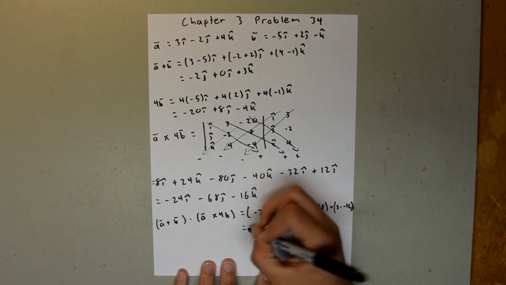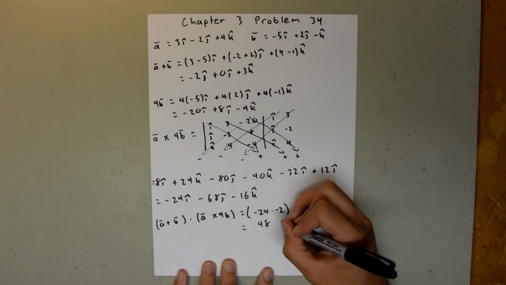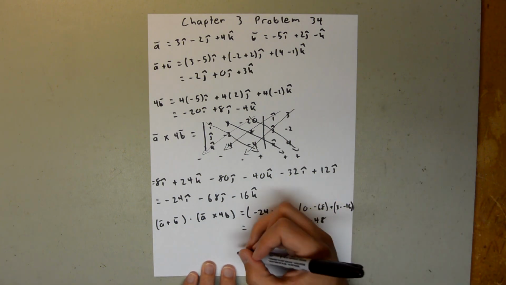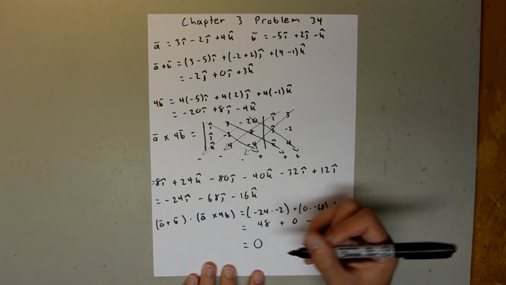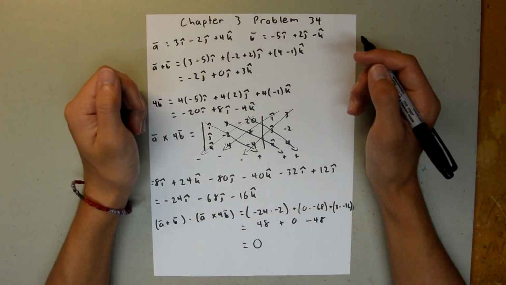And so when you multiply these terms, you get 48 plus 0 minus 48. And when you add those together, you get 0. So all that work for 0. So that's it for this problem.